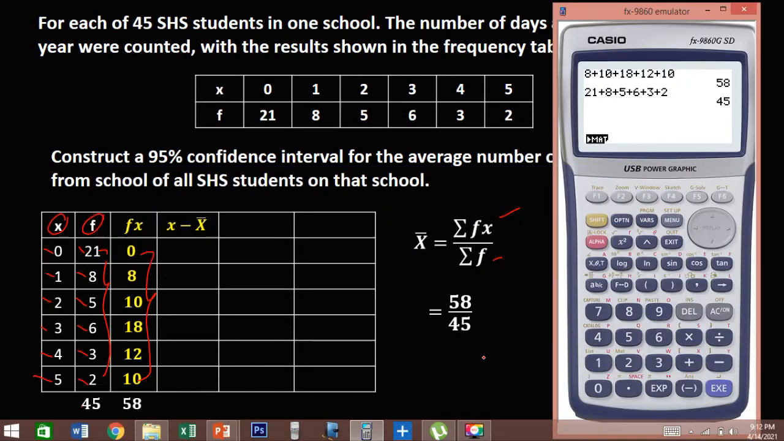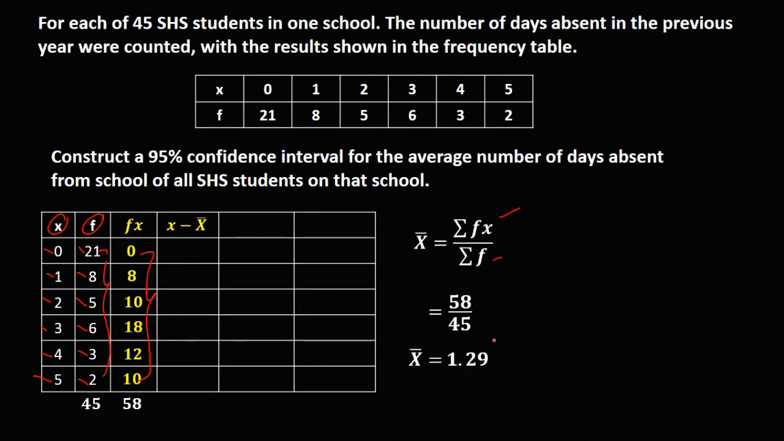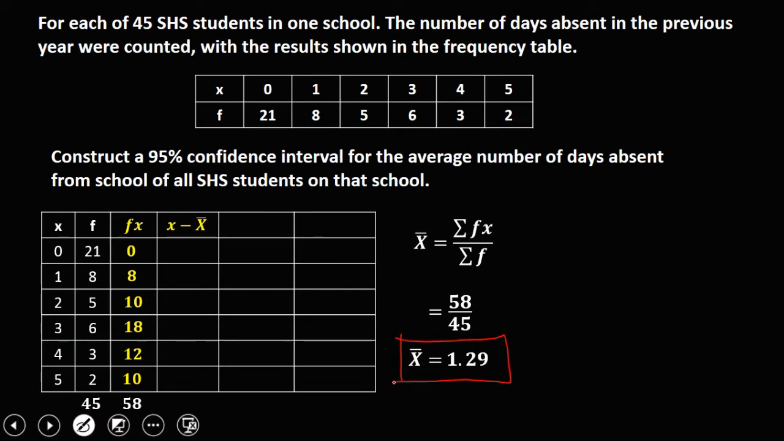So to solve now for the mean, 58 divided by 45, it's 1.29. So this is now the sample mean. To solve now for this column, we have x minus the mean. So 0 minus the mean, that's negative 1.29. Then we have 1 minus the mean, that's negative 0.29.